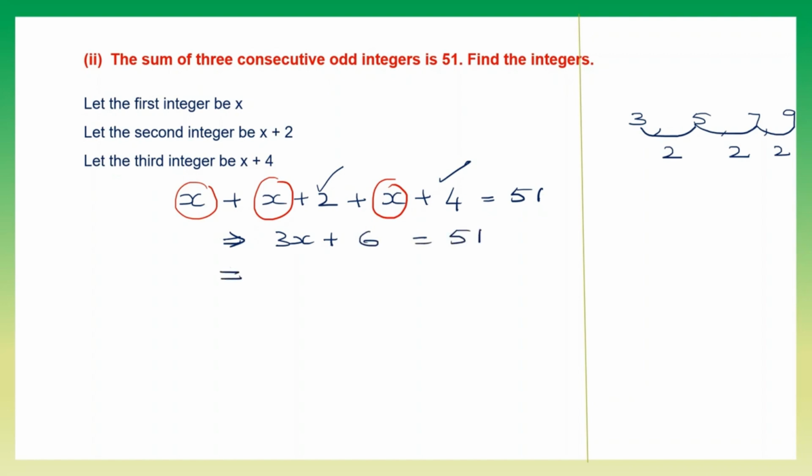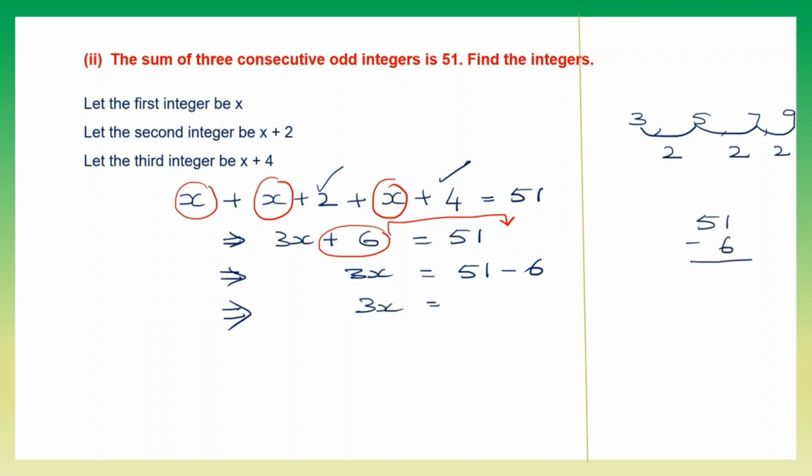Now first let's find the value of 3x. 3x will be 51 minus 6 because we have transposed this plus 6 from the left hand side to the right. It's become minus 6. So now the value of 3x is equal to 51 minus 6. So let's do that. 51 minus 6. So this becomes 4 and then 11. 11 minus 6 is 5 and this is 4, 45. So 3x is equal to 45.